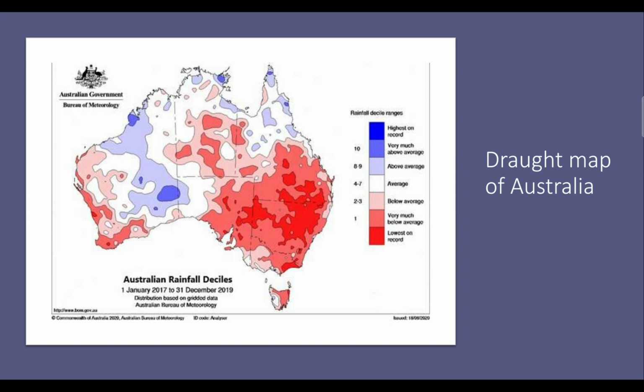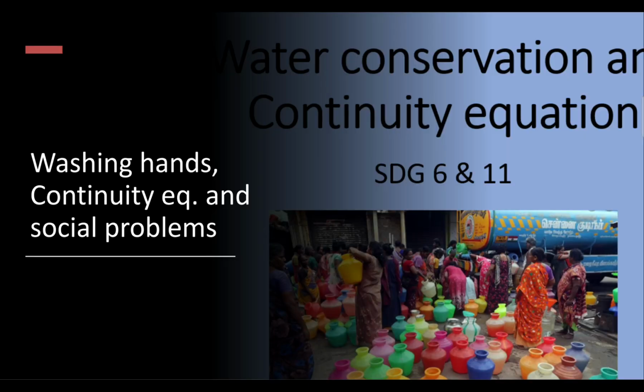So my challenge to you all is to think about how you can use the continuity equation, whatever we have learned, to bring about water conservation. I'll give you a clue: washing hands. I will show you how the continuity equation is linked with some of the social problems such as water scarcity, washing hands, and quite a lot of other things. I want you to think about it, and then we can discuss this during the lecture on Monday.